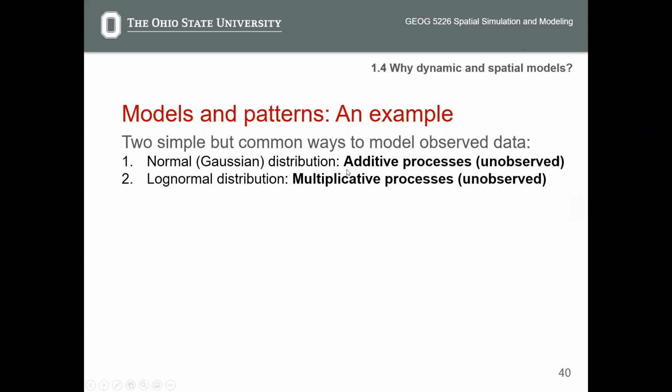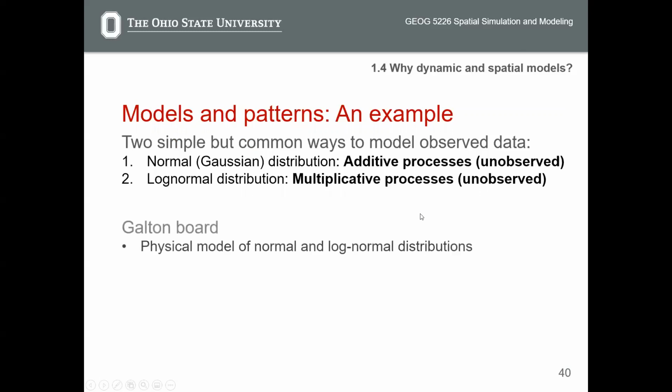The first one is called additive processes. We usually use normal distribution to address that pattern or those processes, additive processes. And we use another distribution called log normal distribution to address multiplicative processes. Okay, and the model we can use to address these two distributions is called Galton board. It's a physical model of normal and log normal distributions.